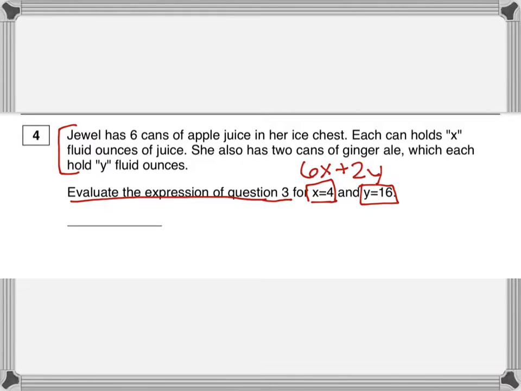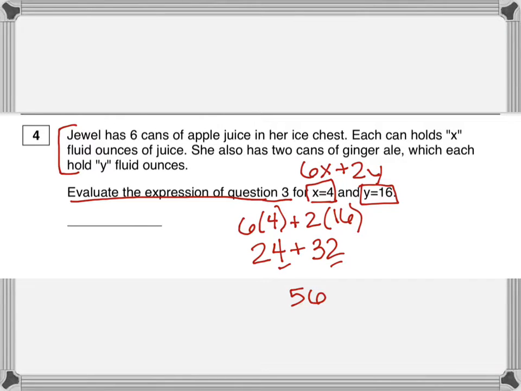All right, so I'm just going to plug the numbers in. I've got 6 times 4 plus 2 times 16. 6 times 4 is 24, plus 2 times 16 is 32. I just happen to know that. If you didn't know that, you could just add 16 and 16. And then 4 plus 2 is 6, and 3 plus 2 is 5. So when x is 4 and y is 16, my answer is 56.